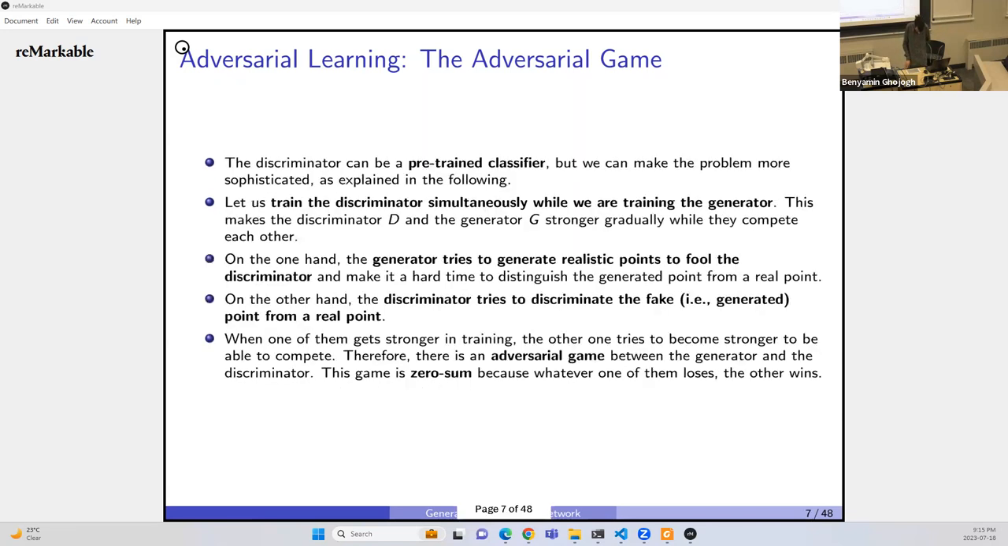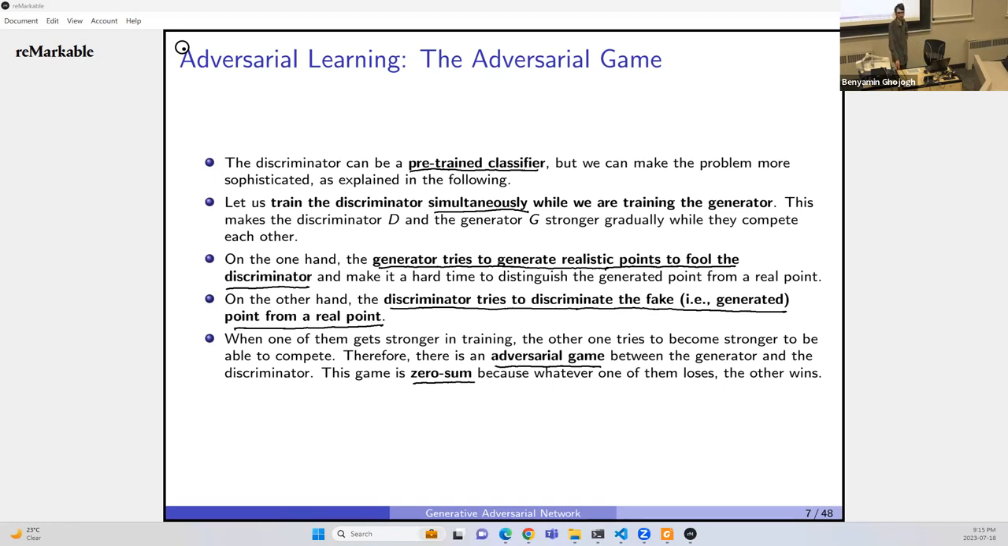The discriminator can be, as I said, a pre-trained classifier, but let's train it at the same time, simultaneously. On the one hand, the generator tries to generate realistic points to fool the discriminator. On the other hand, the discriminator tries to discriminate the fake point from a real point. By fake, I mean generated point. So we have an adversarial game, and this game is zero sum. This is related to game theory. In game theory, we have cooperative games and adversarial games. This is an adversarial game, in which they compete with each other.